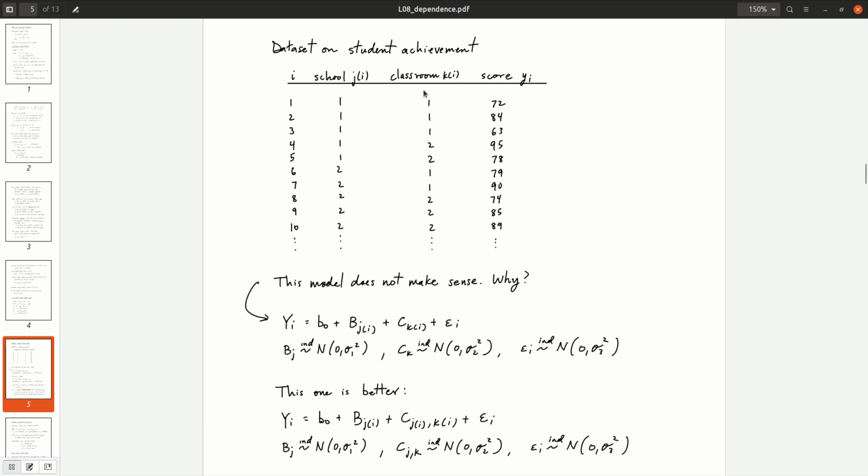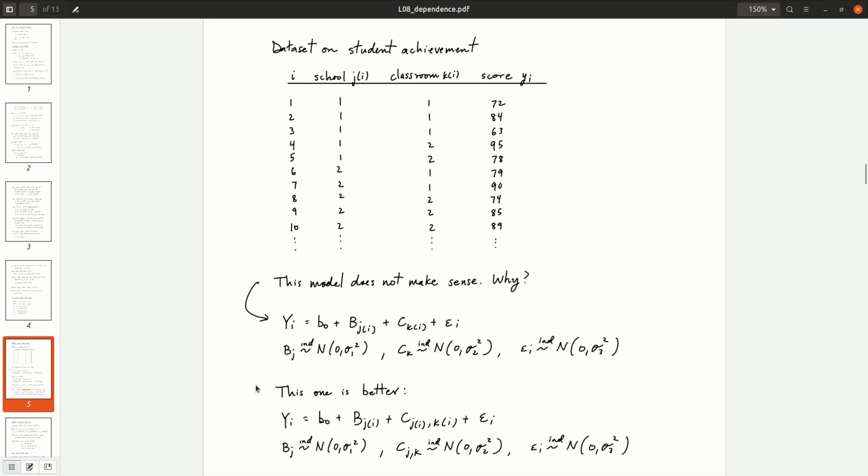So we really need to do something. This model doesn't make sense because we're saying that the first classroom in school 1 shares an effect with the first classroom in school 2. So whatever is happening in this classroom in terms of student achievement is applied to this different classroom in school 2 because they have the same label, K of I, for the classroom. That doesn't make sense because they're totally different classrooms.